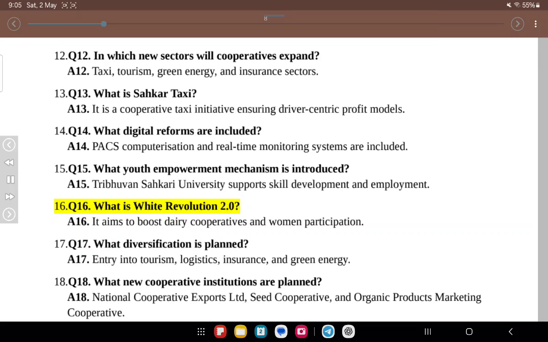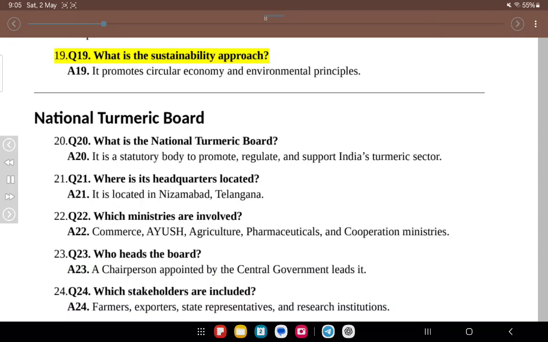16. Q16. What is White Revolution 2.0? A16. It aims to boost dairy cooperatives and women participation. 17. Q17. What diversification is planned? A17. Entry into tourism, logistics, insurance, and green energy. 18. Q18. What new cooperative institutions are planned? A18. National Cooperative Exports Limited, Seed Cooperative, and Organic Products Marketing Cooperative. 19. Q19. What is the sustainability approach? A19. It promotes circular economy and environmental principles.